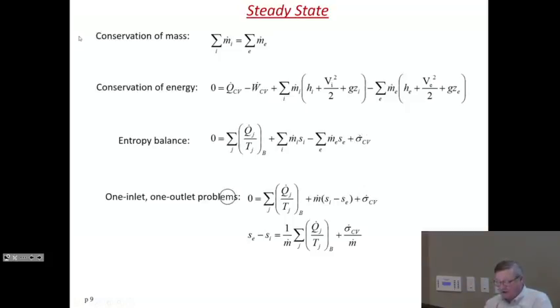So if I have a one inlet, one outlet problem, I have this, it's the heat across the boundary. This is the entropy change between in and out. This is the rate of production of entropy, spontaneous production of entropy. I can solve that for change in entropy, but that's just the same equation as that, solved for entropy change.